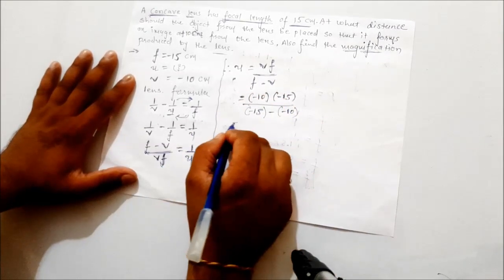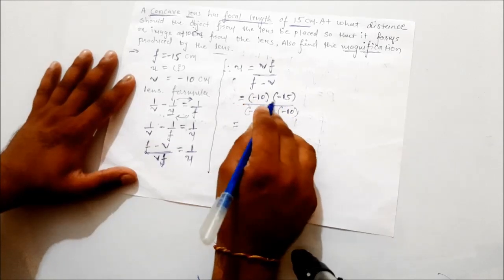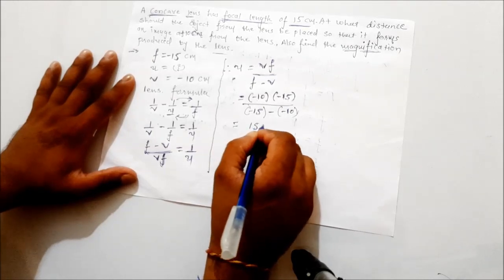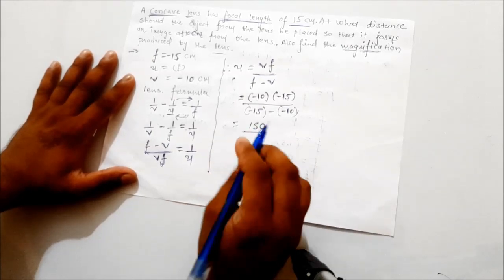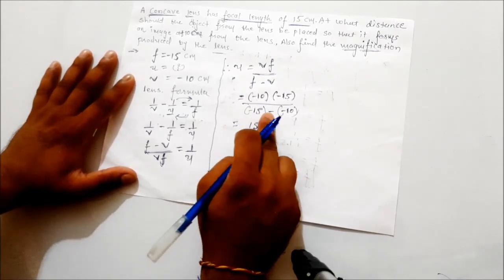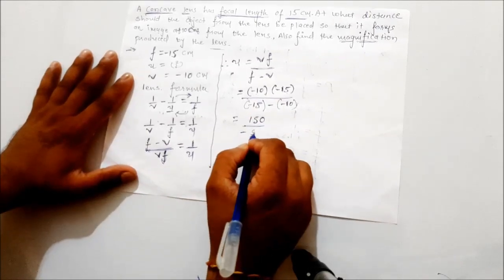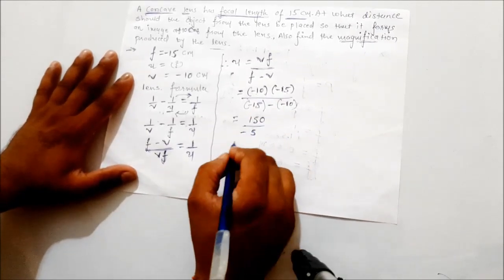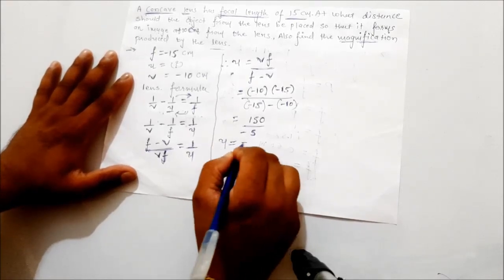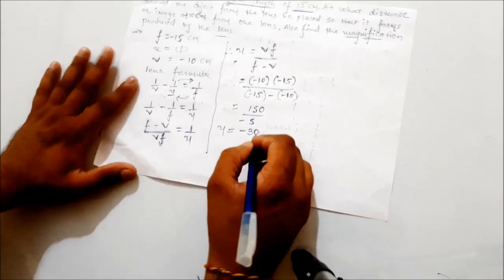Now let's calculate it. 10 into 15, that is 150, negative negative, so that will be positive. Here we will get positive 150 upon minus 15 minus minus, plus 10. So here we will get minus 5. So the answer u we will get, that will be minus 30.